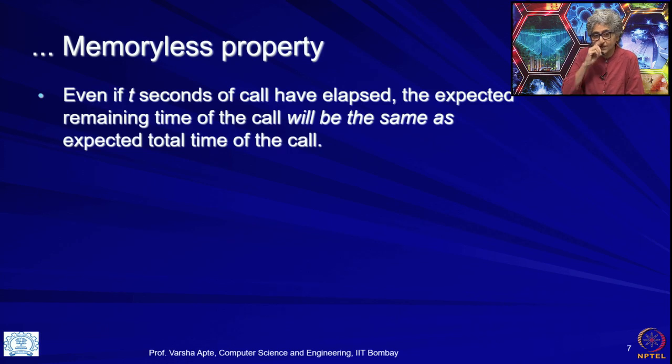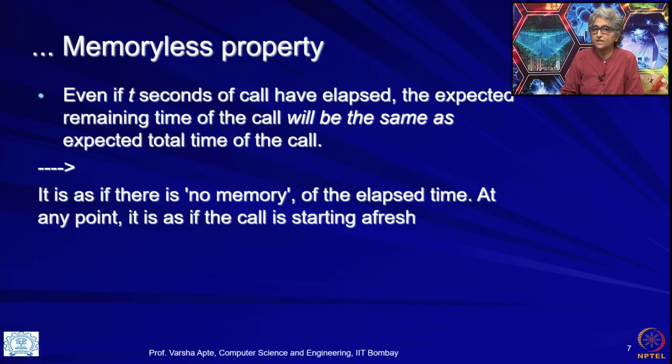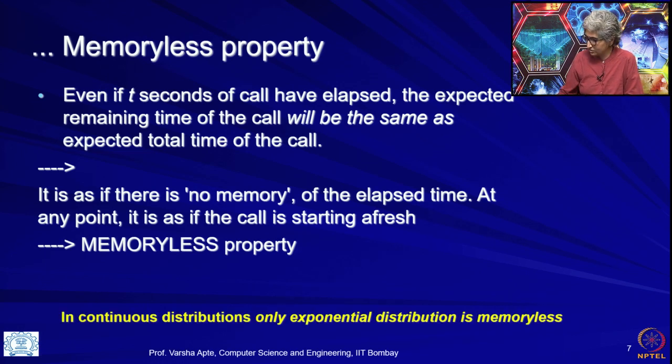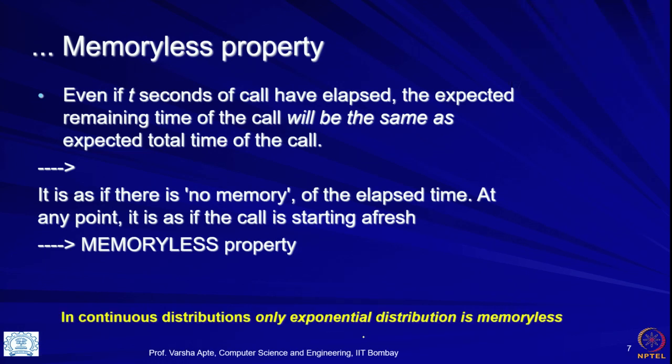So again, even if t seconds of the call have elapsed, the expected remaining time of the call will be the same as the expected total time of the call. It is as if there is no memory of the elapsed time. At any point, it is as if the call is starting afresh, and this is what is called the memoryless property. In continuous distributions, only the exponential distribution is memoryless.